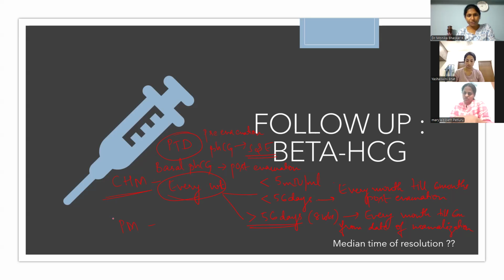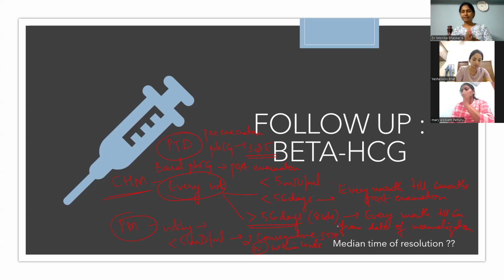But in the partial mole, we have to do weekly follow-up till it comes back to less than 5 milli international unit per ml. Then two consecutive values. If two consecutive values are normal within 4 weeks, then you can stop. So partial is easy.